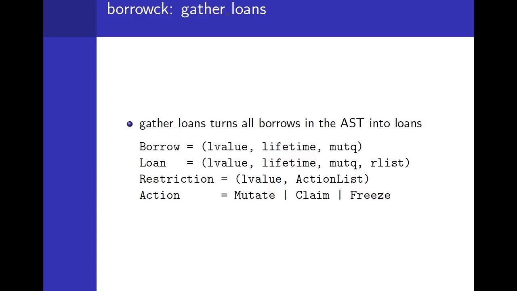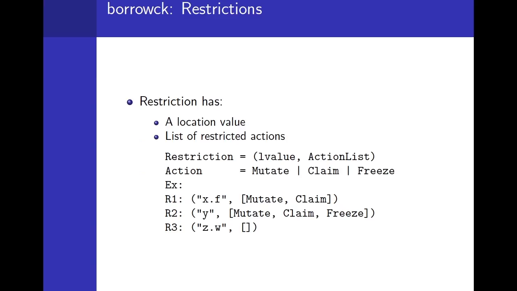A loan has all the things a borrow has: a borrowed location value, a lifetime, and a mutability qualifier, but it also has a restriction list. The restriction list contains all of the location value operations which are prohibited while a borrow is in scope. A restriction is a list of restricted actions and the location value they apply to. For example, R2 restricts assigning to y, i.e. mutating, taking mutable references of y, i.e. claiming, and taking immutable references of y, i.e. freezing.